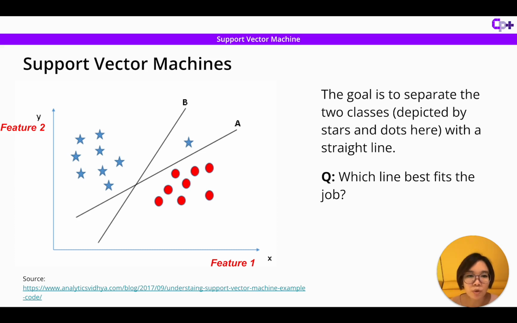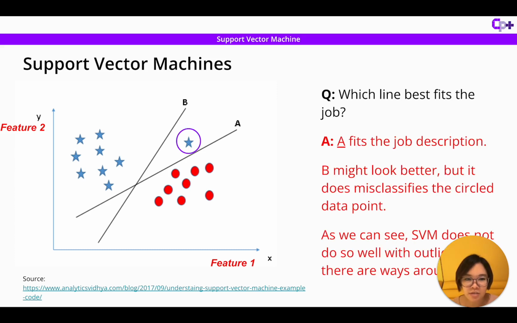So remember, the goal is to separate the two classes, the stars and the dots, with a straight line. So the line that does that job is A. Why? Because all the stars are on the left of A, all the dots are on the right of A, as opposed to B, where you have one star on the right side, mixed up with the dots. Okay, so B might look better because it seems to have a wide margin and all that, right? But it does misclassify this point.